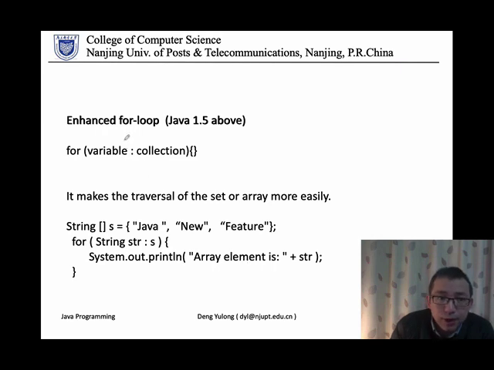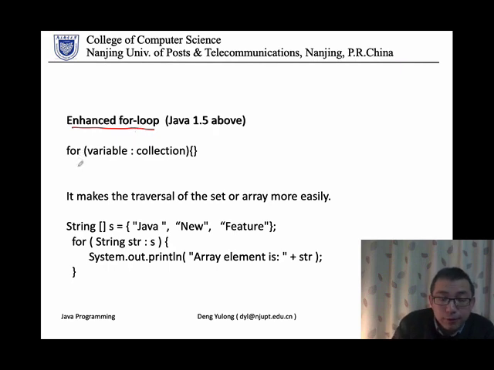We name it the enhanced for loop. This loop is a structure available if we use the Java Development Kit, JDK, version 1.5 or above. For example, 1.6, 1.7, 1.8, it works. But if we use a quite older version of the JDK, it's not supported. Okay, how does the enhanced for loop work?